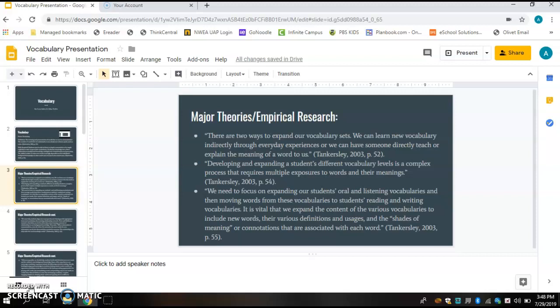and their meanings. We need to focus on expanding our students' oral and listening vocabularies and then moving words from these vocabularies to students' reading and writing vocabularies. It is vital that we expand the content of the various vocabularies to include new words, their various definitions and usages, and the shades of meaning or connotations that are associated with each word.